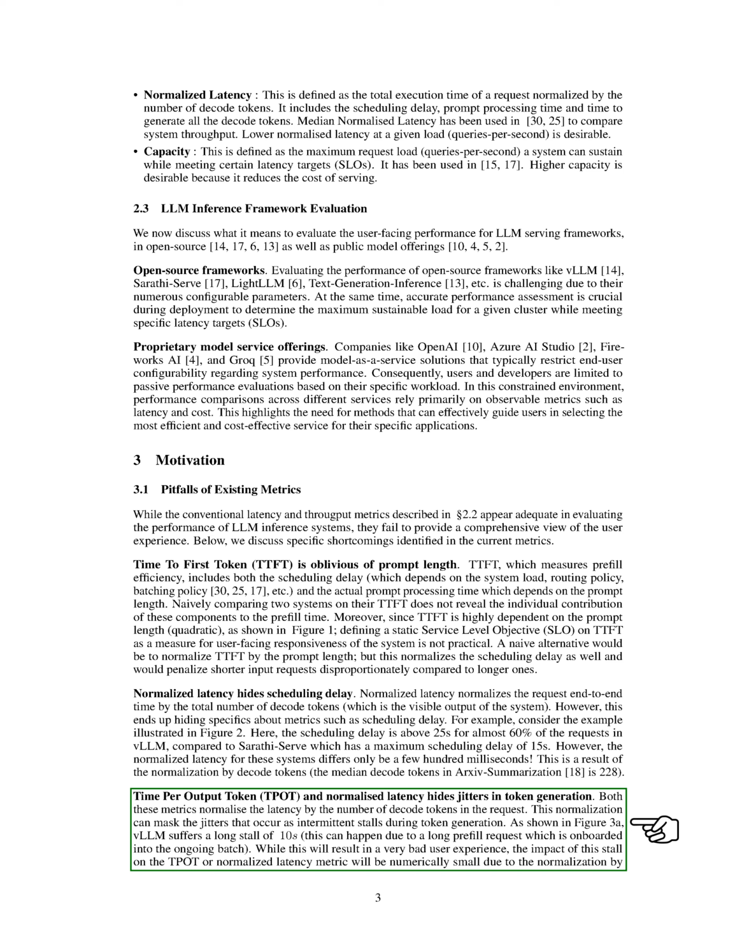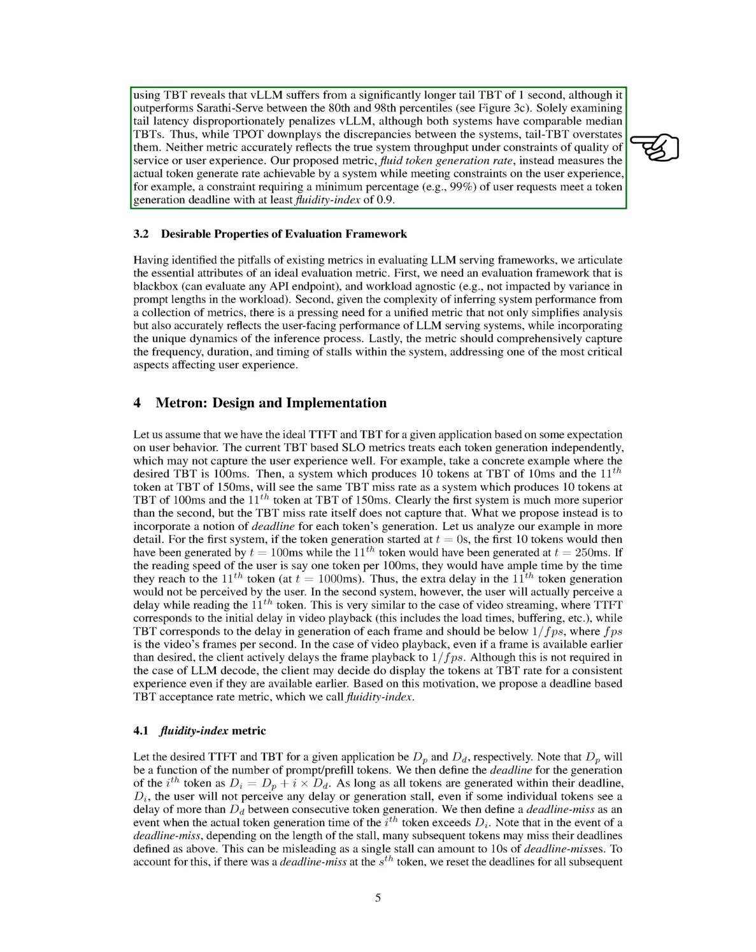stalls during token generation. To address these limitations, we introduce a new metric called Fluid Token Generation Rate, which focuses on the actual rate at which tokens are generated while ensuring a good user experience. This metric considers factors like meeting token generation deadlines with a certain level of fluidity. By using this metric, we can better understand how well a system performs under quality of service constraints and user expectations.